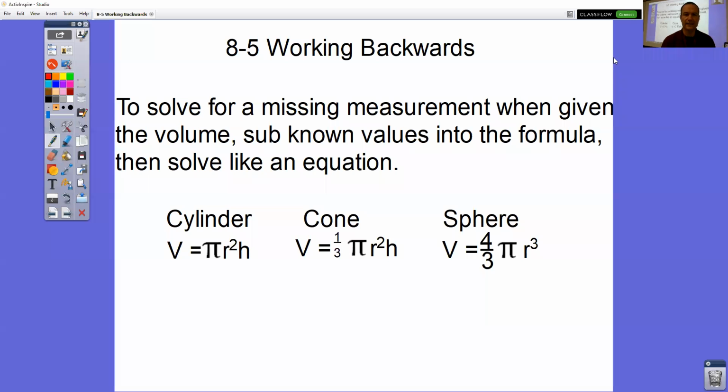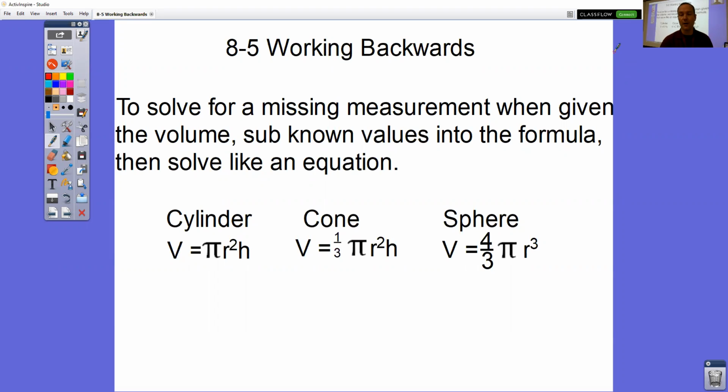This is the video for 8-5, working backwards. What you're going to do today is not solve for the volume. You're going to be given the volume, but you're going to solve for one of the missing pieces in the formula, whether it's the radius or the height.